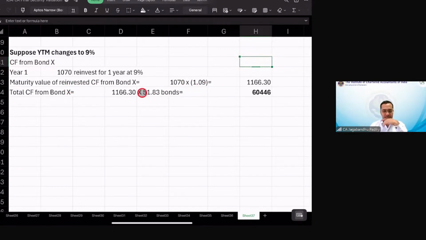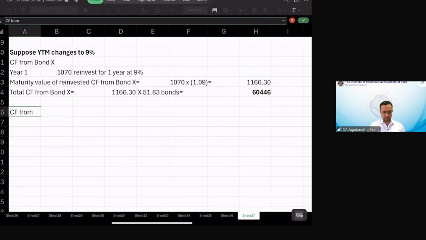Yeah. So whatever is the investment amount, each bond of X will get matured to 1070, but we don't need that money at that time. So we will reinvest it for 1 more year at 9%, and that will turn out to be a maturity value of 1166.30. You multiply it with the number of bonds. Now, next is cash flow from bond Y.